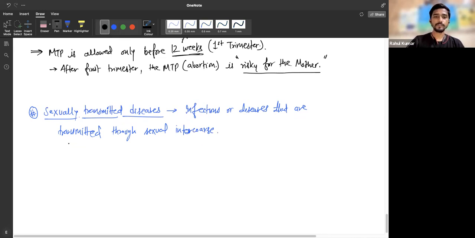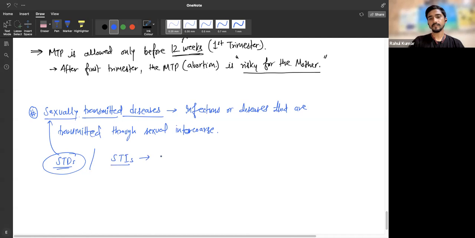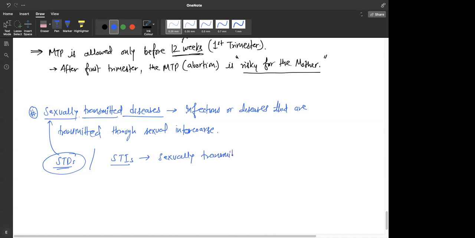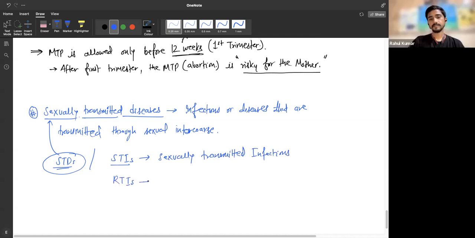Okay. Now, there are certain words you must have heard of. One is called sexually transmitted diseases. We know that it's STDs, right? So yes, this is the sexually transmitted diseases. You also must have heard the word STI. STI stands for sexually transmitted infections. Then there is RTIs. These are called reproductive tract infections.